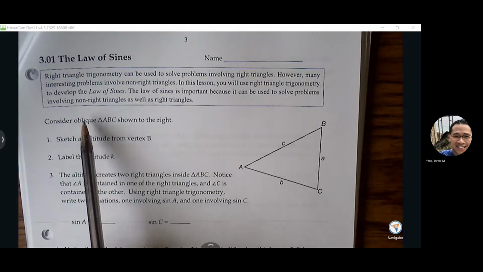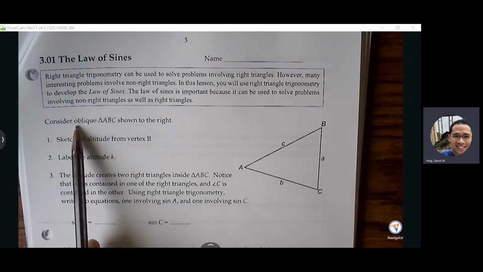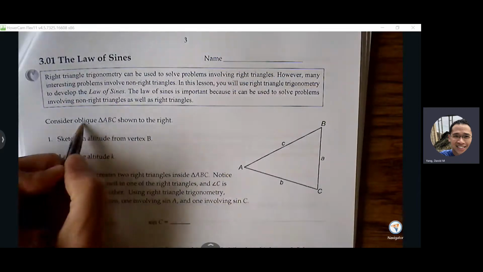We also have law of cosines, but we're going to start with the easier one here, law of sines. We know that we can use SOHCAHTOA to find missing sides of a right triangle, but our focus here is non-right triangles. We can also solve for missing sides or missing angles. Consider the oblique triangle ABC. That just means a non-right triangle.